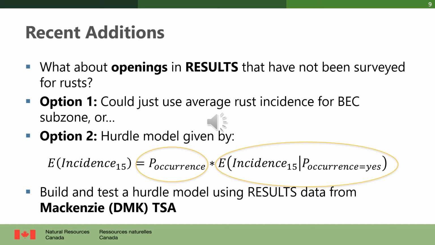And a hurdle model consists of two equations. One that predicts the occurrence of rusts, which is the first equation circled in yellow, and one that predicts the expected incidence of rust at age 15, given that it is present, which is the second part of the equation and also circled in yellow. After proposing this option, we went ahead and built a hurdle model using the results data gathered from the Mackenzie TSA.